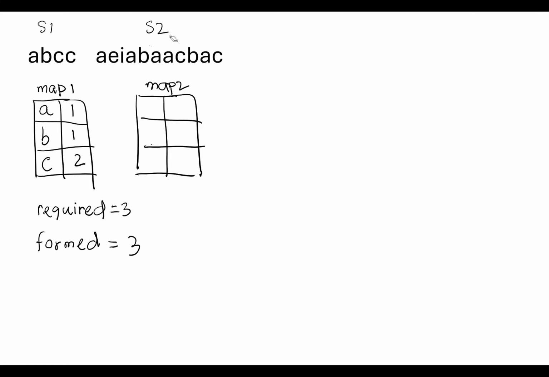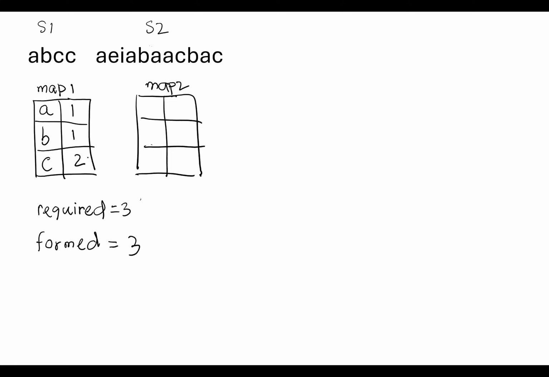So let's try to simulate this and see what happens. Initially, we populate this map 1 with the frequency, and required is going to be the size of this character map. So this is how many characters we require to match, right?